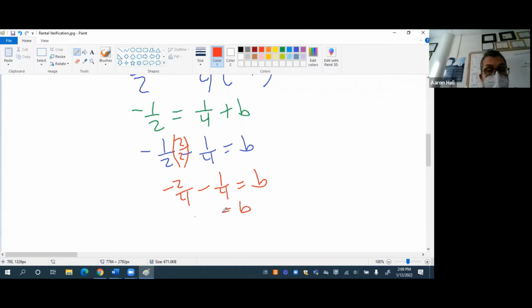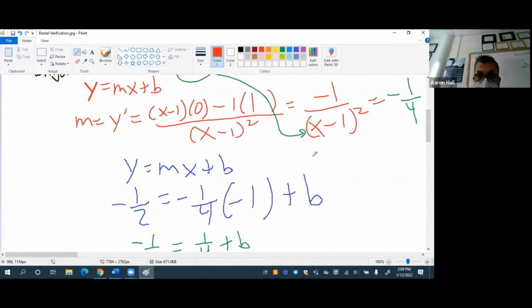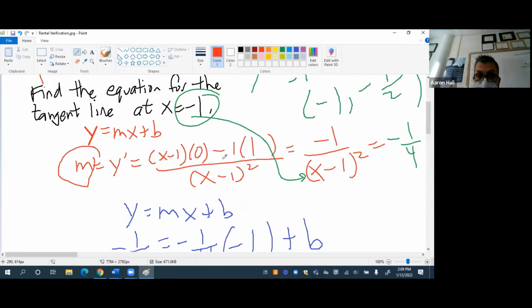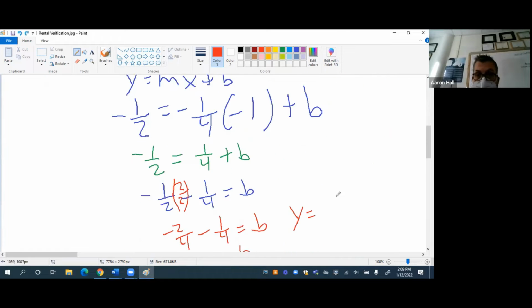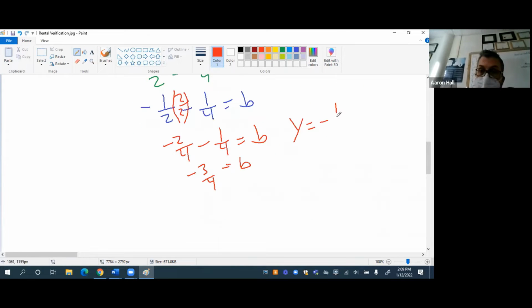-3/4. So my equation then is y equals what? What was the m value? Yeah, -1/4. So I have -1/4 x and then -3/4.